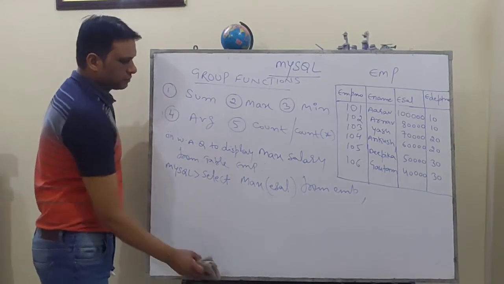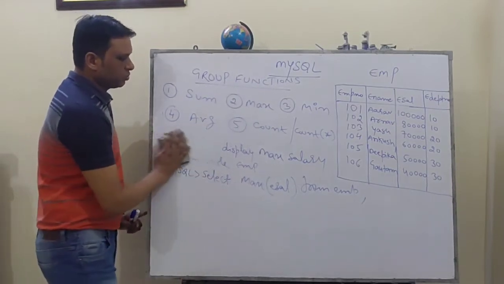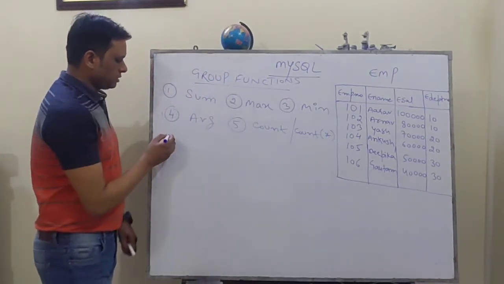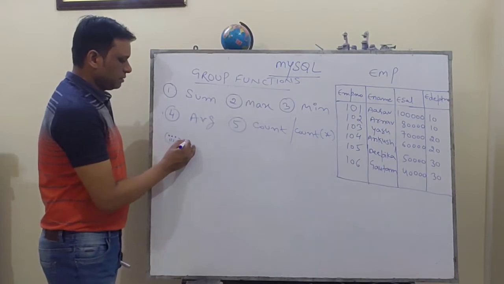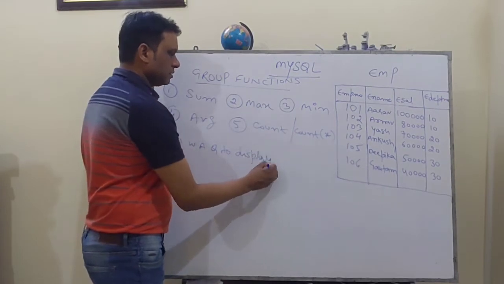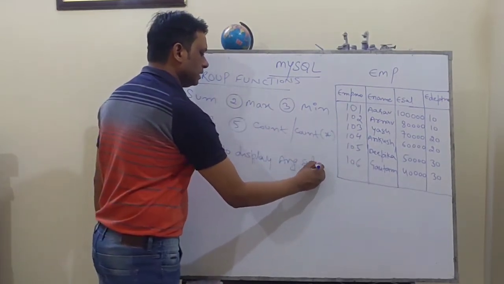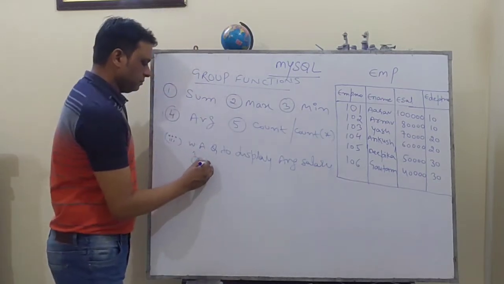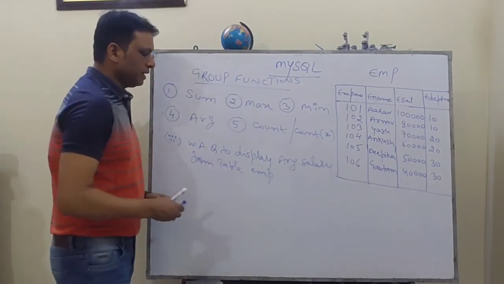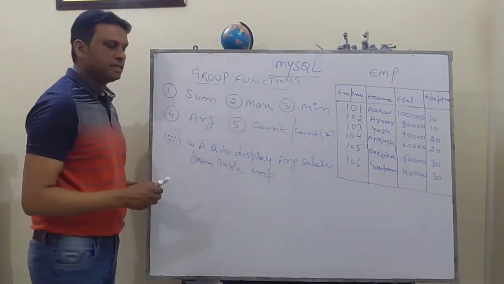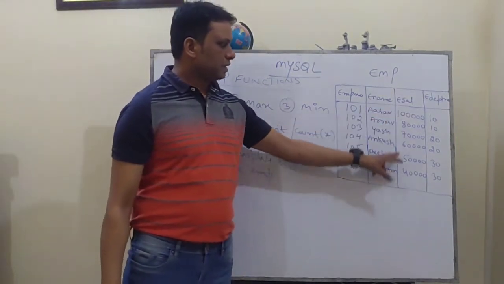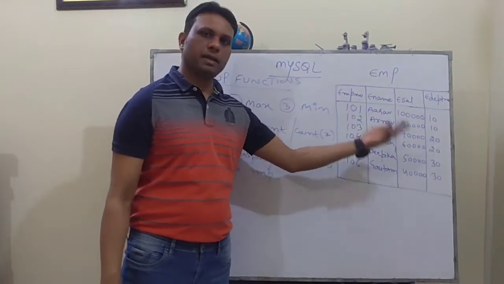Now next query. If we have to display average salary, then what to do in that case? In that case, the query is query number 3. Write a query to display average salary from table EMP. In this query, we have to display average salary. Now, how to display average salary? In mathematics, average means sum divided by the number of values.